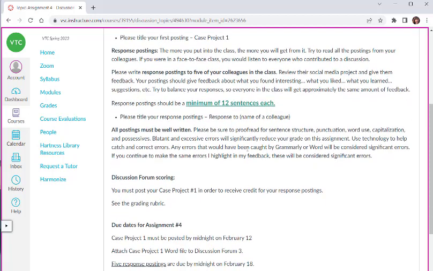And as is always the case, your postings need to be correctly written, and be sure you read the feedback that I've given you on the writing that you have already done, because if you continue to make the same mistakes again and again, then I consider those more significant errors than when you made the mistake for the first time.